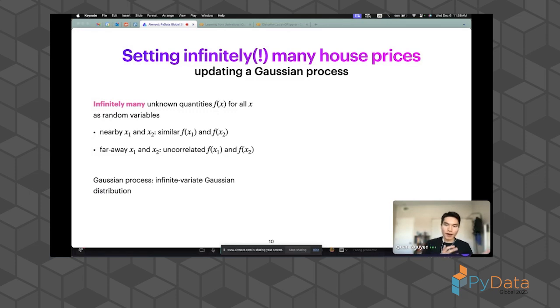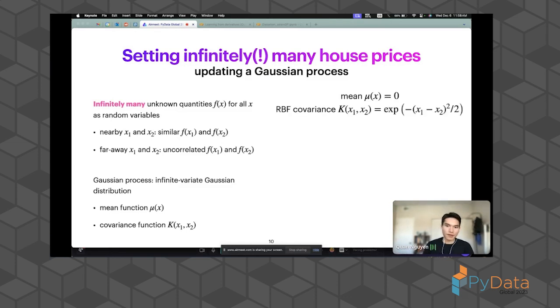And that is a Gaussian process, or a GP, where instead of a mean vector and a covariance matrix, we have a mean function and a covariance function. The mean function, you can basically just set to 0 most of the time. For the covariance function, some people use the radial basis function, or RBF covariance, which has this very particular form. What this form does for you is that it increases when x1 and x2 are close to each other, and decreases when x1 and x2 are very different. And that's exactly what you want in terms of the correlation structure.